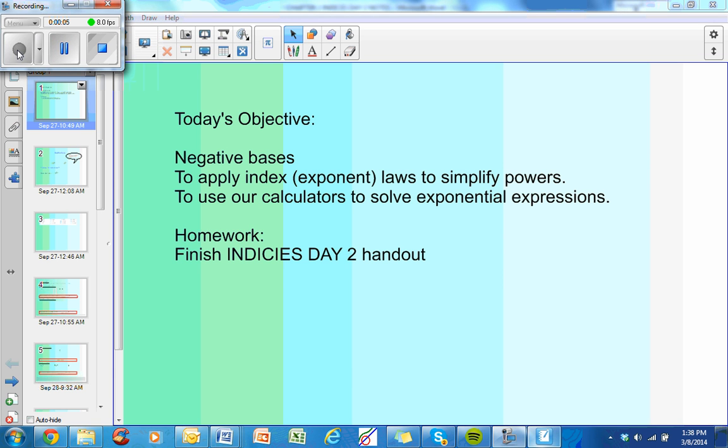Today's objective is to learn about negative bases when we're working with powers, to apply index or exponent laws to simplify powers, and to use our calculators to solve exponential expressions.